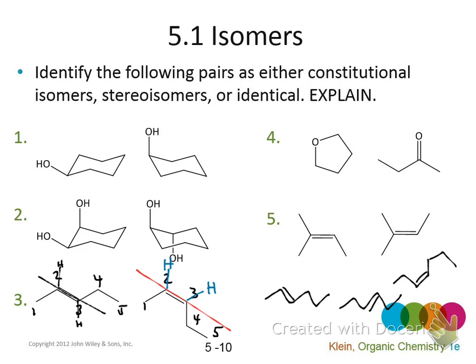Okay, so 4, don't think too hard. Constitutional. You should count the carbons, though, and count the oxygens. And then there's an equivalence between the ring and the double bond, so you should know that. So you can identify it as constitutional. What about 5? Same thing.